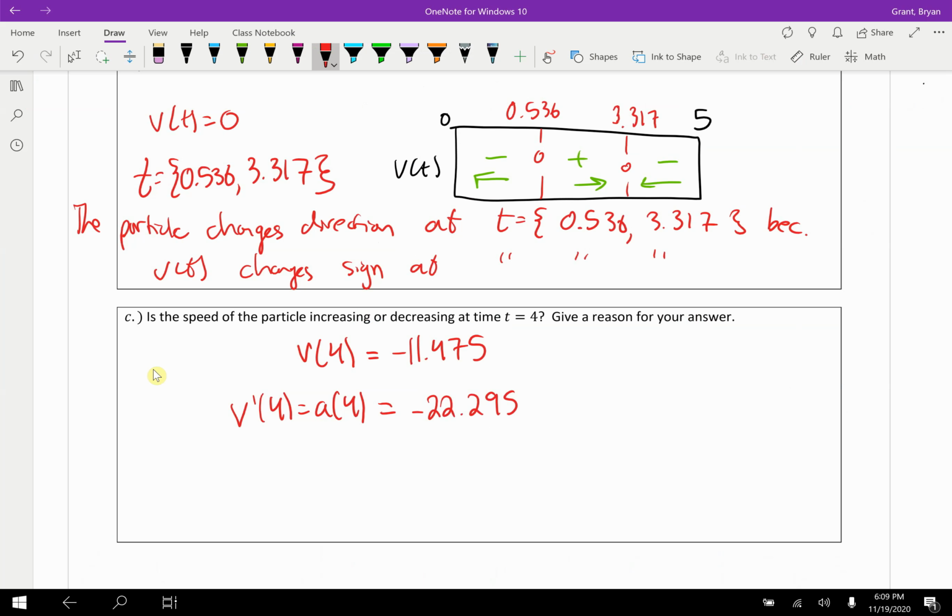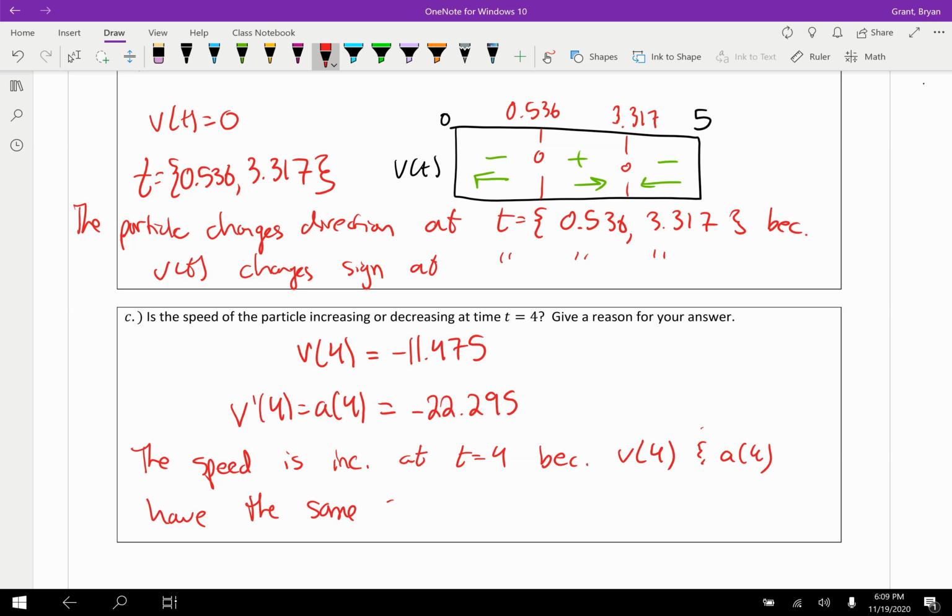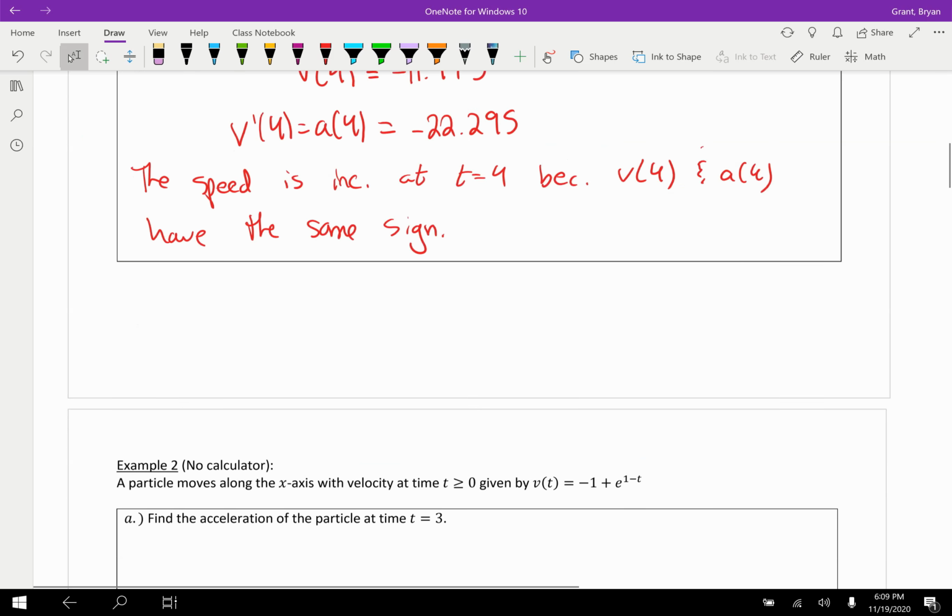There we have it. Because we are moving to the left and accelerating to the left, our particle's speed is increasing. So how do we write this? We say the speed is increasing at t equals 4 because v of 4 and a of 4 have the same sign. We learned at the end of last class that when velocity and acceleration have the same sign, either they are both negative or both positive, that is when the particle's speed is increasing. There's our first one done.